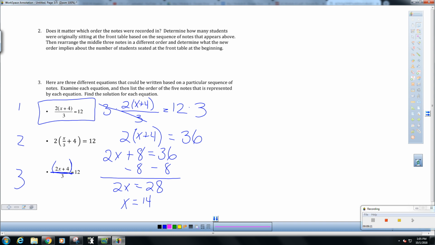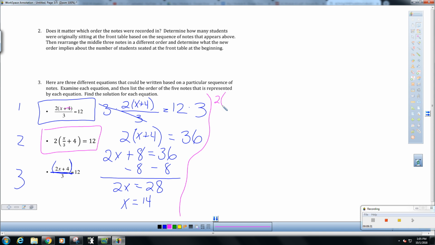Let's plug it in. 14 plus 4 is 18. 2 times 18 is 36. 36 divided by 3 is 12, so that definitely works. Alright, we'll do this one in purple. And I'm just going to draw a little divider here.